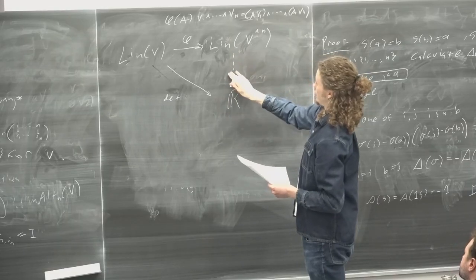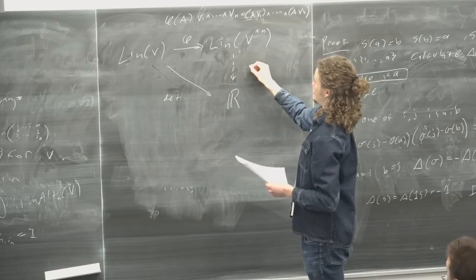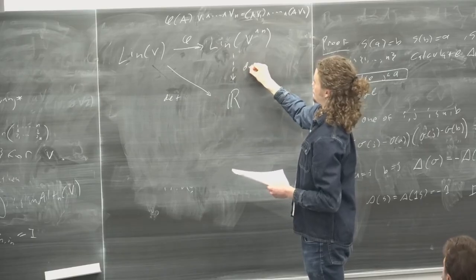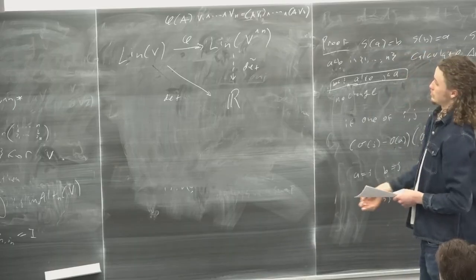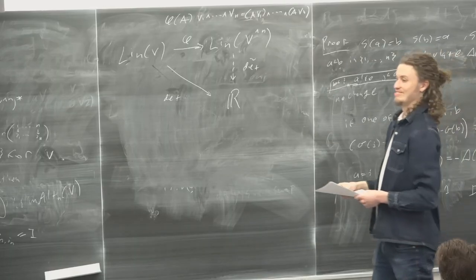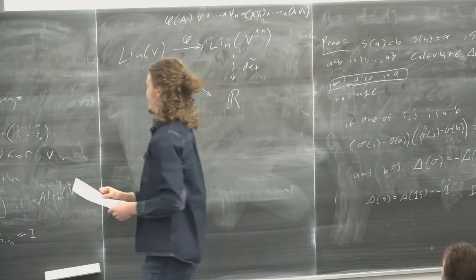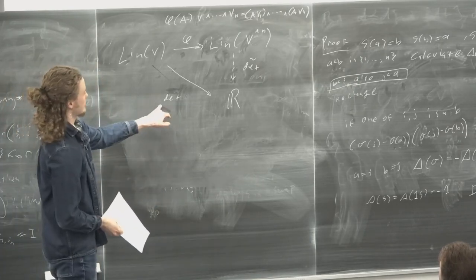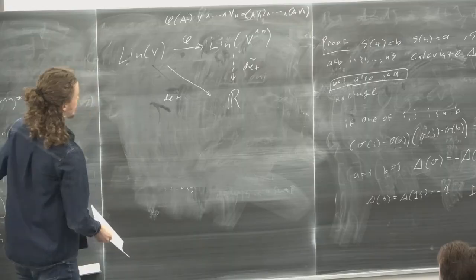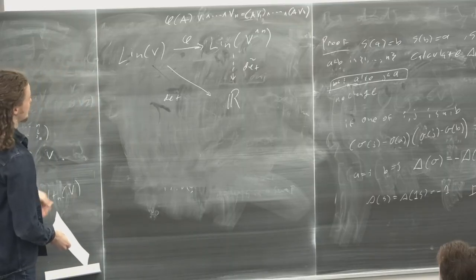There's this unique map, which I'll call determinant tilde, such that the diagram commutes. And so what do I want here? What property do I want out of the determinant? It's exactly the properties that we outlined before.